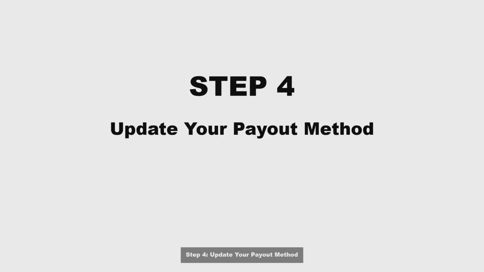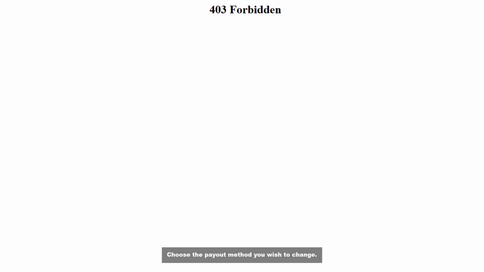Step 4. Update your payout method. Choose the payout method you wish to change. You may have options such as direct deposit, check, or electronic transfer. Follow the prompts to enter the necessary information for your new payout method.